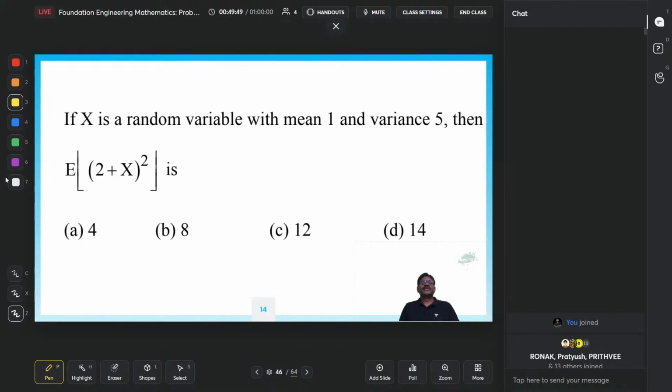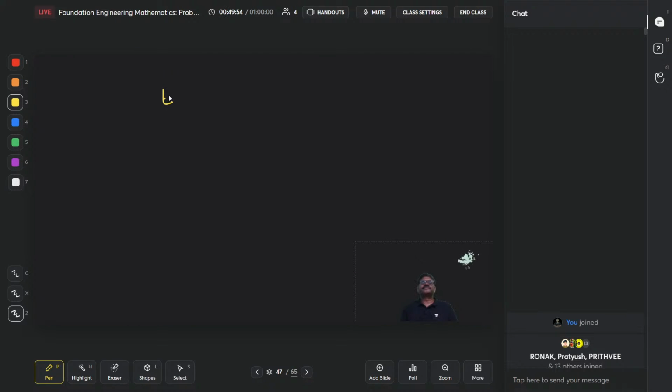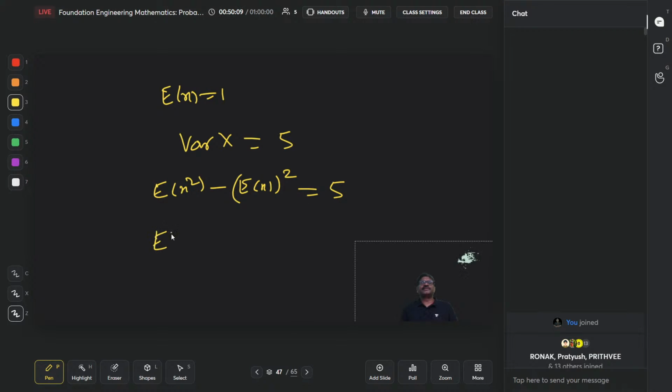Now, mean is 1, variance is 5. Expectation of x square minus expectation of x whole square is 5. Expectation of x square minus 1 square equal to 5. Expectation of x square is 5 plus 1, 6.